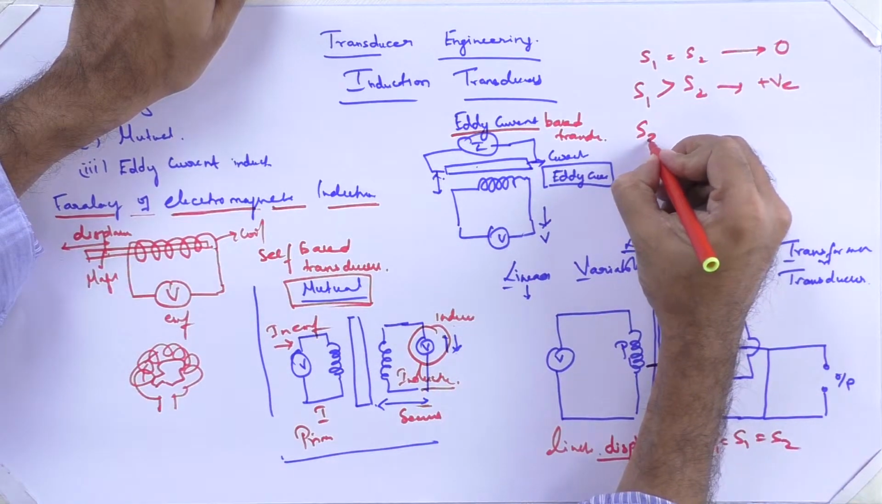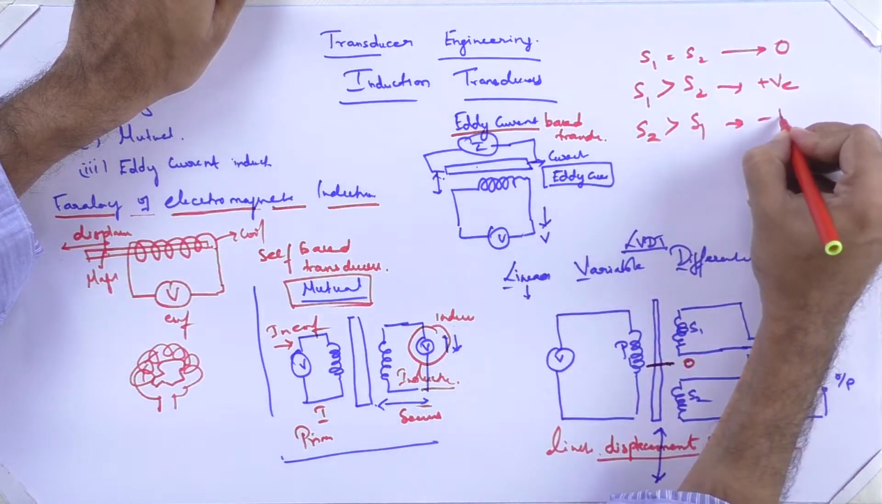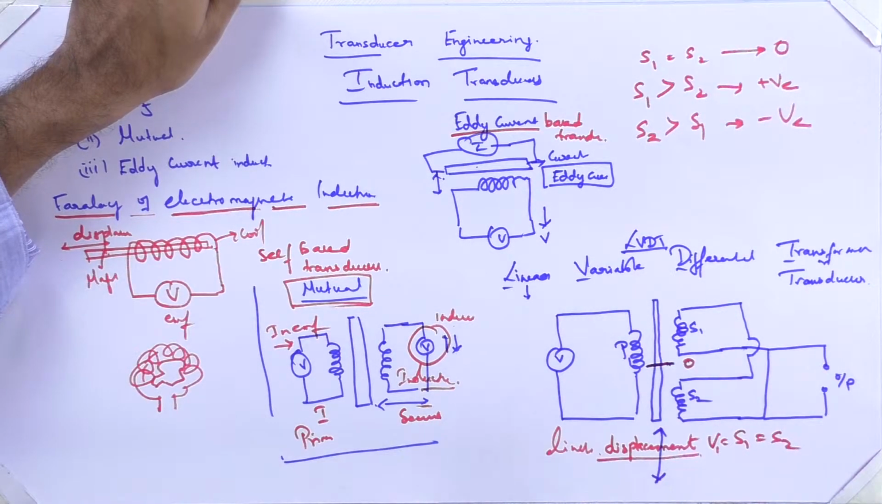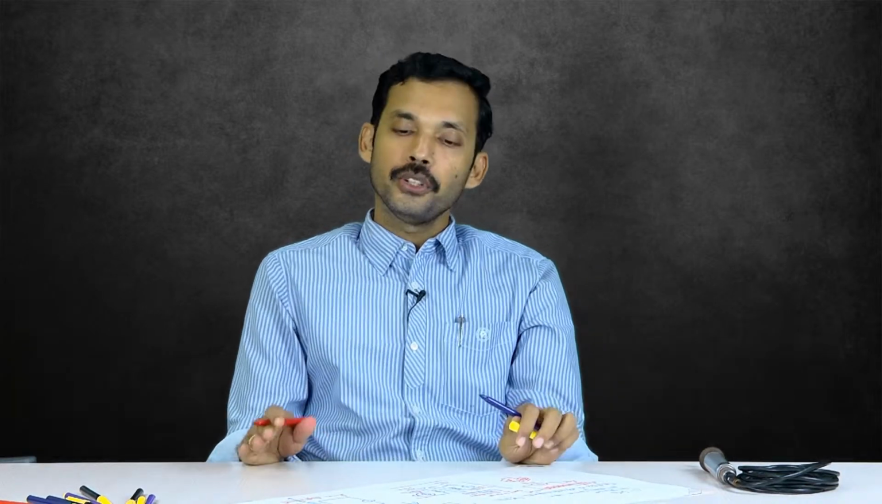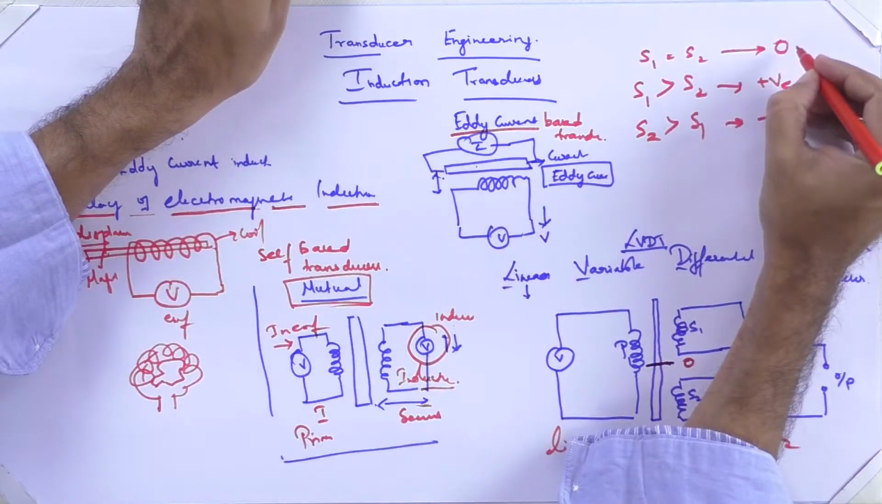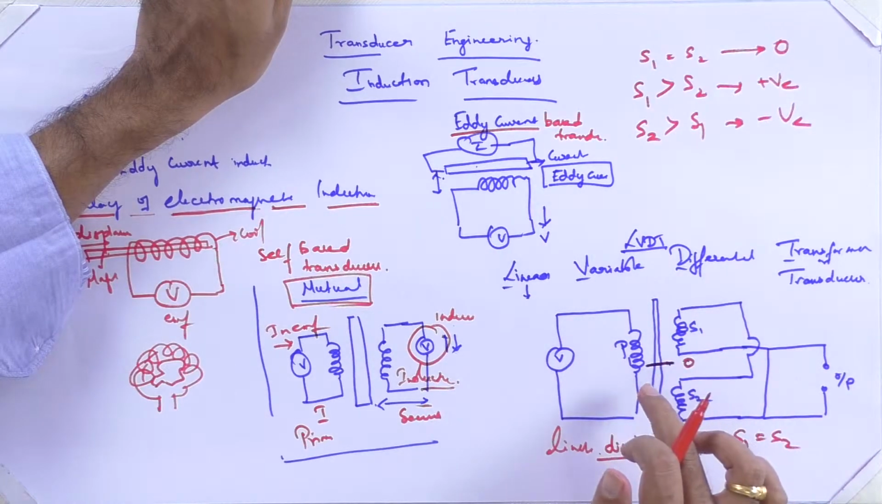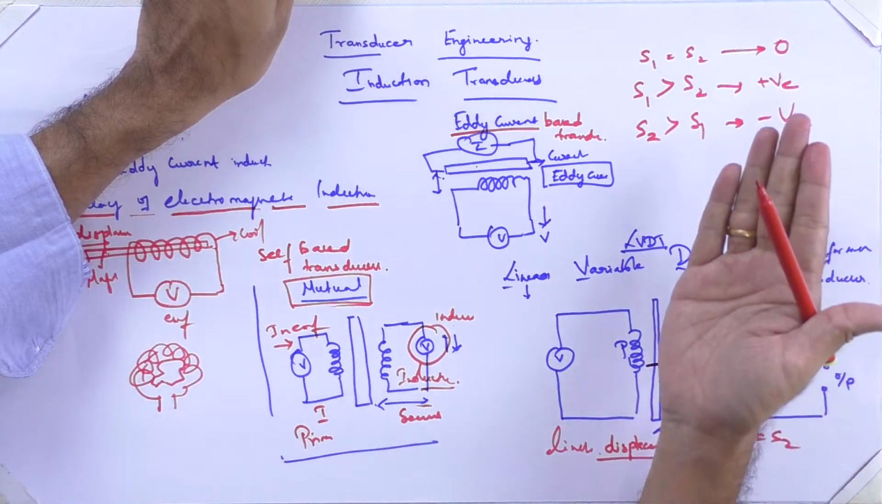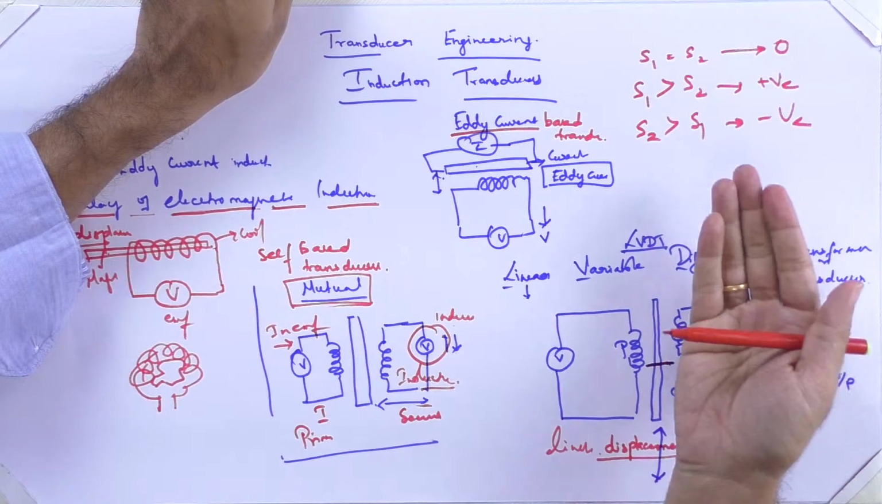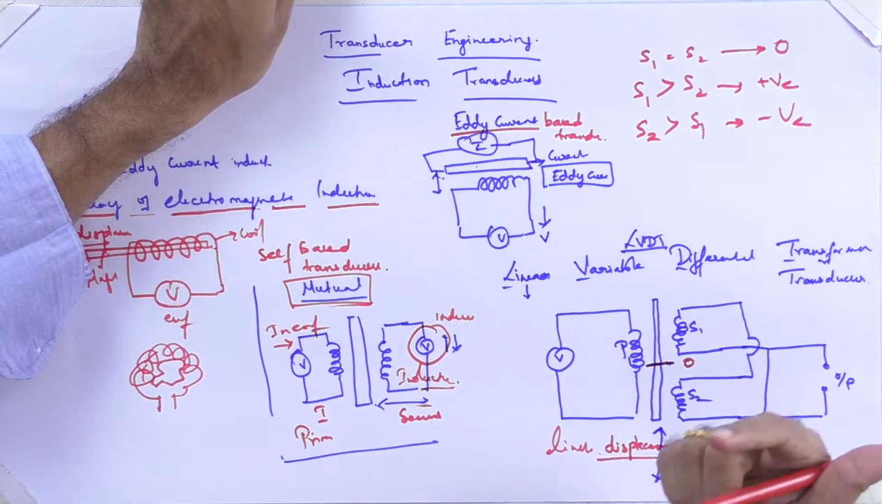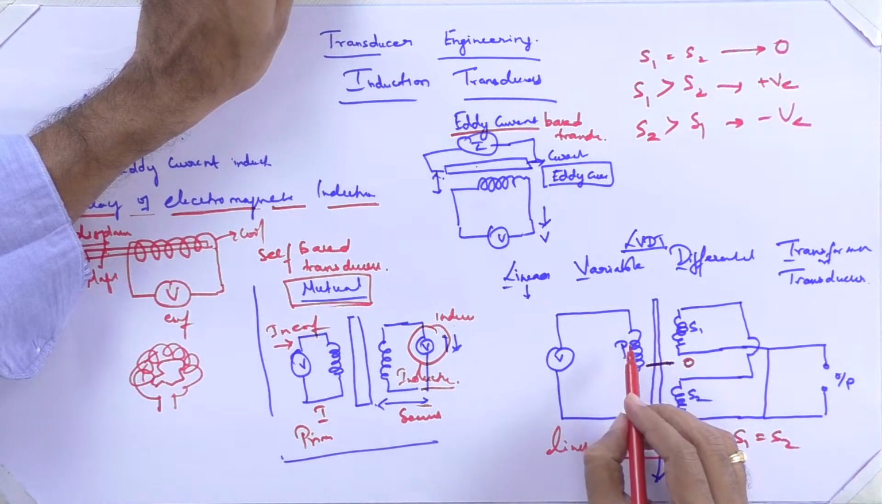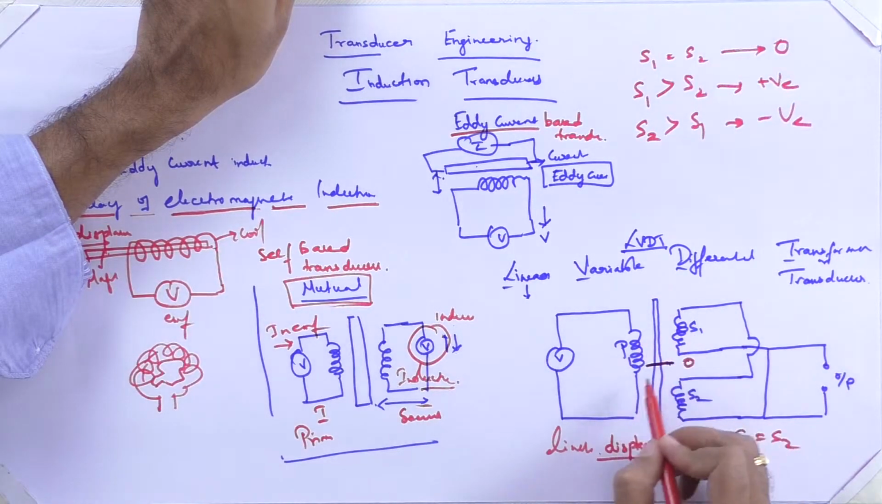Then when S2 is greater than S1, it is a negative voltage, or in the opposite direction. Okay, are you now getting clear with what I told you? So initially it is put up in the balanced condition. Then when you pull the rod back, when it is in the S1 coil, you are getting a positive displacement. When you put it in the negative direction, you are getting a negative displacement. That is happening because of the mutual inductance between these two coils, and the output can be measured.